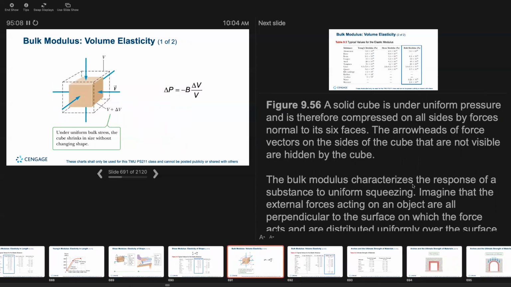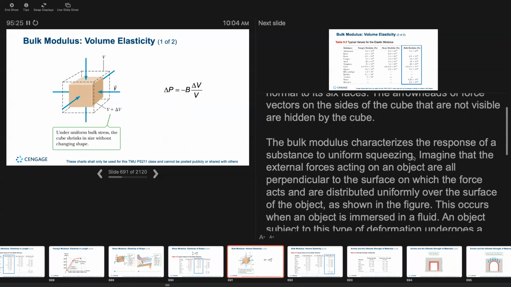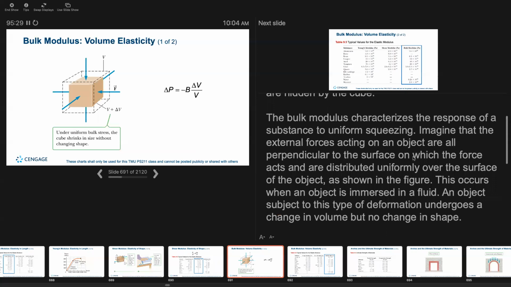Okay, in this figure, we have a solid cube under uniform pressure and is therefore compressed on all sides by forces normal to its 6 faces. The arrowheads for force vectors on the sides of the cube that are not visible are hidden by the cube. The bulk modulus characterizes the response of a substance to a uniform squeezing.